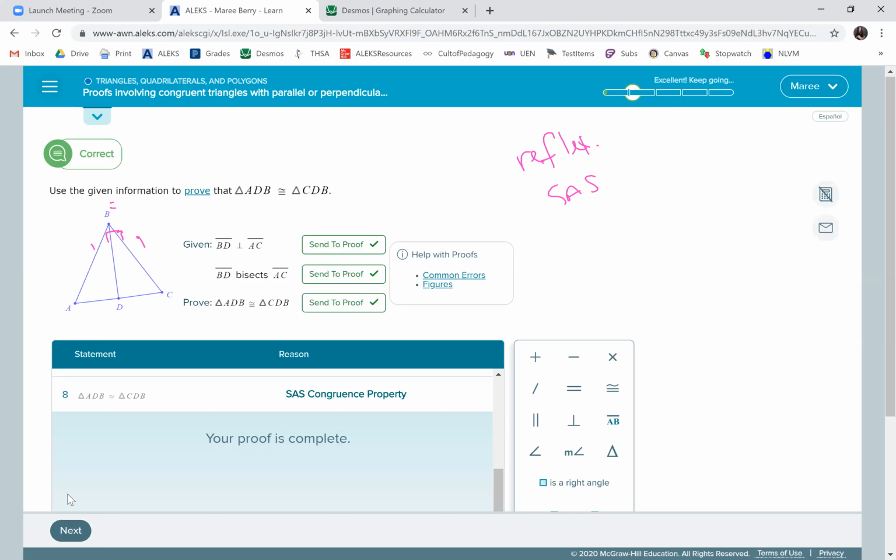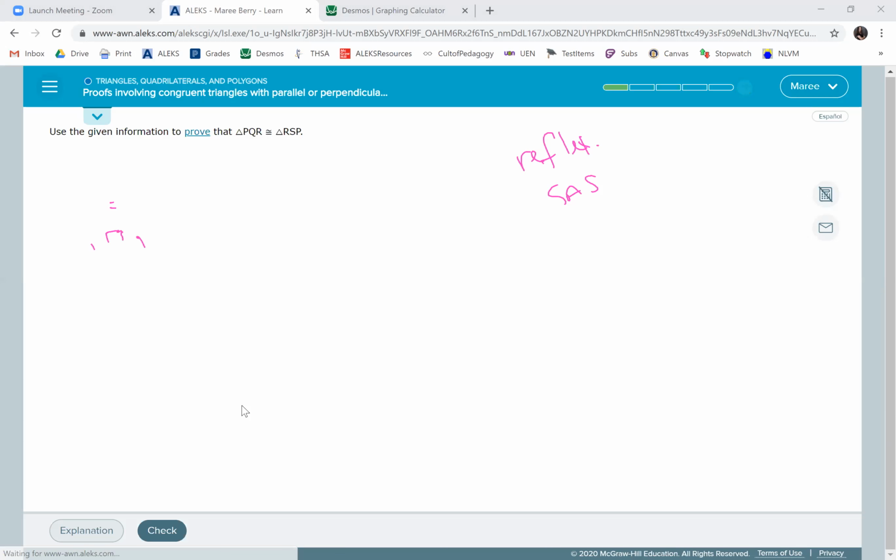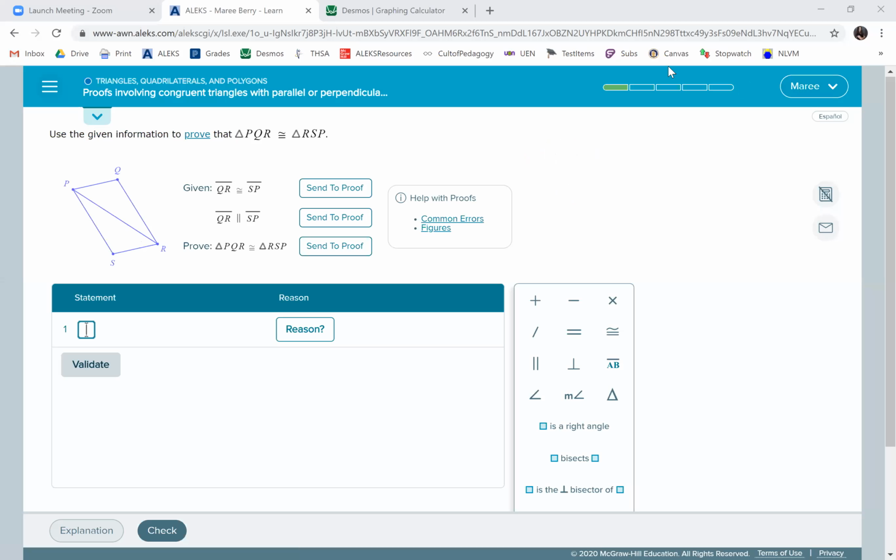Nice. That was really fun. Okay, let's do another one. Okay, let's see what we got. So QR and SP are parallel. So if I put a little arrow like this, that means it's parallel. This is a transversal going through here. So alternate interior angles, we could use that one and that one are going to be congruent. So we're going to do alternate interior angles. Then we're going to use reflexive property.